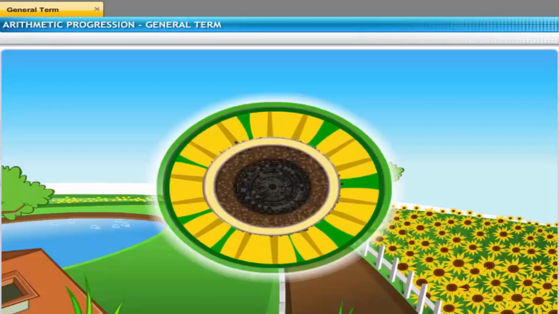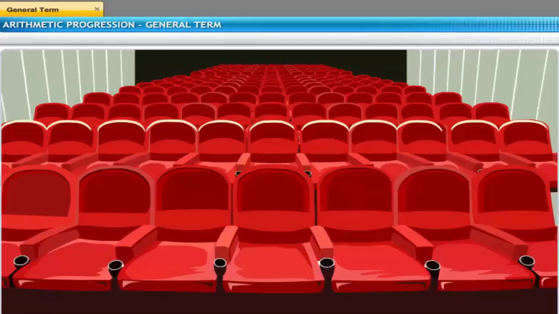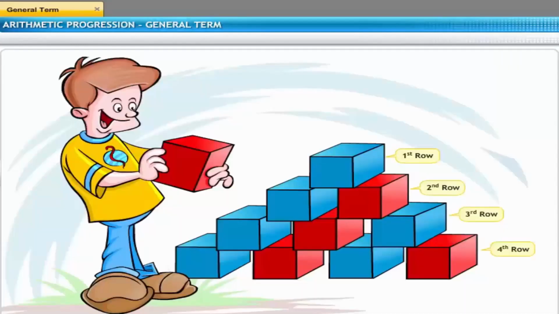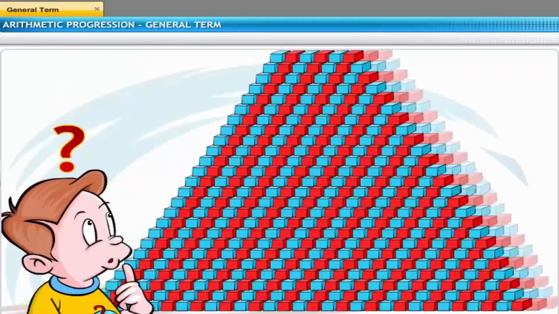In our daily lives, we can observe patterns in natural as well as man-made objects. For instance, look at the child playing with his toy pyramid set. How many bricks will he need to finish the pyramid with one brick at the top? How many bricks will he have in the fourth row? Not too difficult to determine, is it?